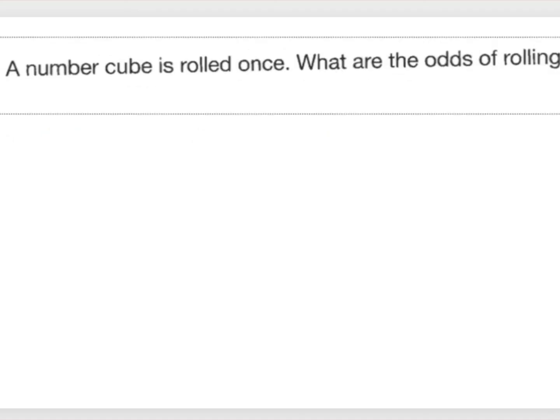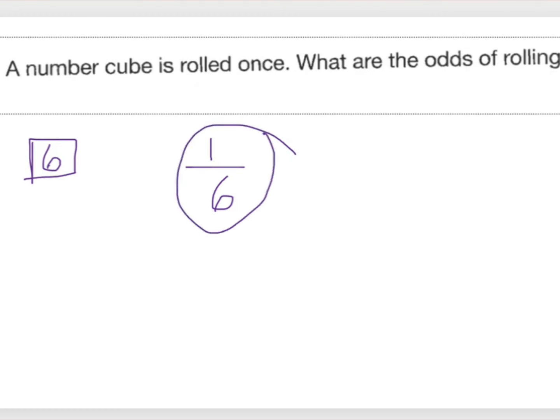B, a number cube is rolled once. What are the odds of rolling a 6? Well, if you have a number cube, there's only one 6. 6 is one of the sides, right? So we're going to say 1 out of 6 different sides. 1, 2, 3, 4, 5, 6 are the options. So 1/6 is the probability.